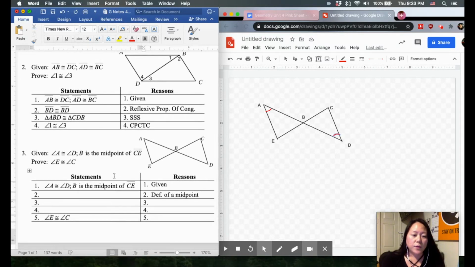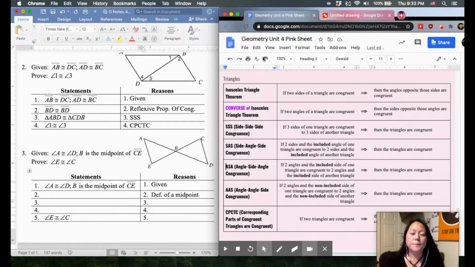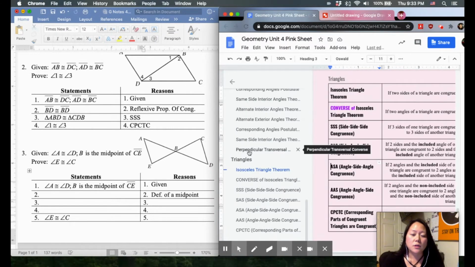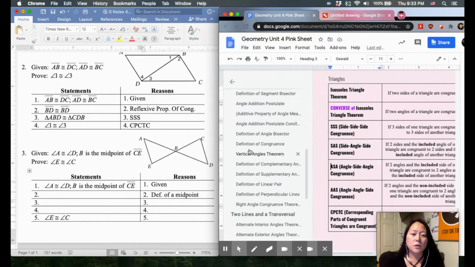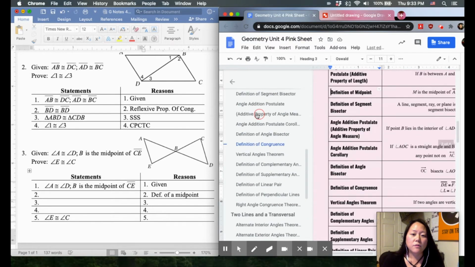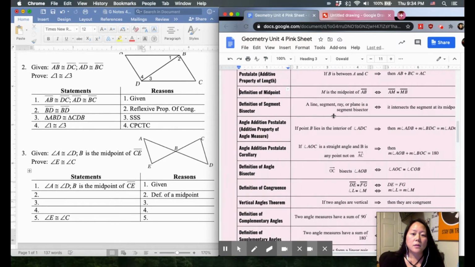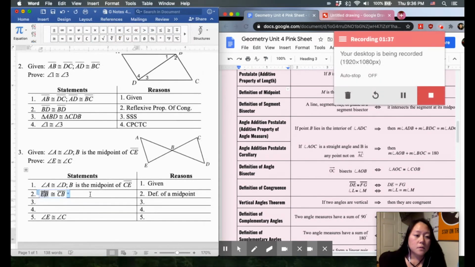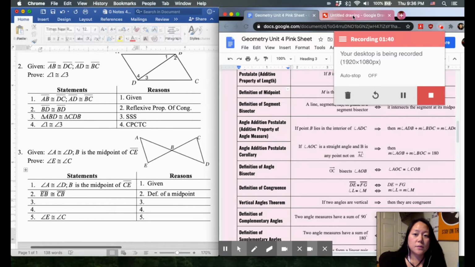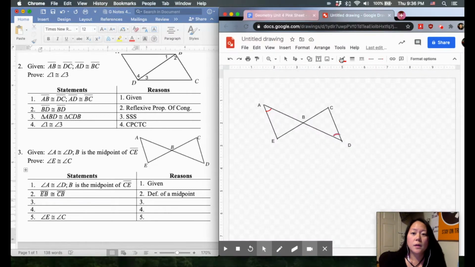And then typically after we have a statement about a midpoint, we're going to want to use that. So if we look at our pink sheet here, I'm looking for something about a midpoint. Sure enough, definition of midpoint says that if you have a midpoint of a segment, then the two segments that are formed are congruent. So I'm going to use that. So I have EB is congruent to CB, and I'm going to mark that on my drawing here, EB and CB.